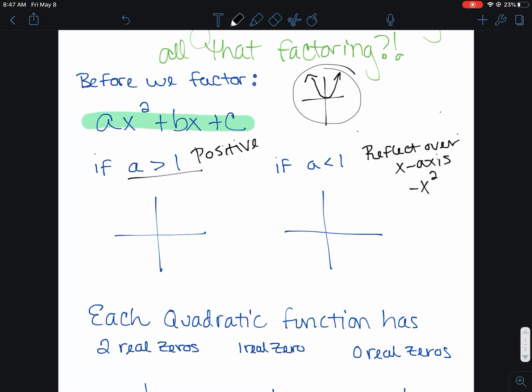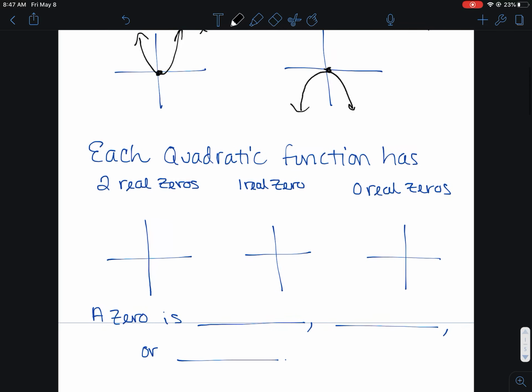So if a is positive, that's what the greater than 1 says. We're going to have a smiling parabola. If it's just x squared, it will cross at 0, 0 and nowhere else. If a is negative, we're going to have a frowning parabola. It's sad because it's so negative. And both arrows would go down. Okay, so that's what that means there. So that's the first thing we need to know when we're graphing.